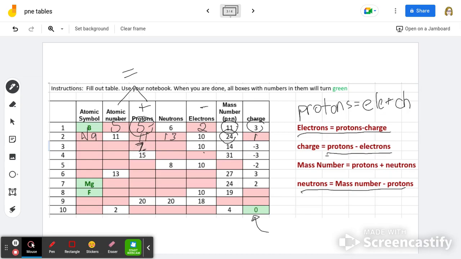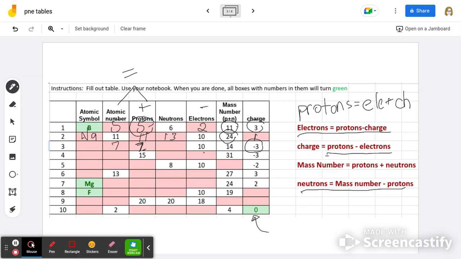So if I want to think about this, I have 7 positives and 10 negatives. That's a net of negative 3. So that makes sense. I need to have more negative than positive to give me a net charge of negative 3. So my atomic number is going to be 7.